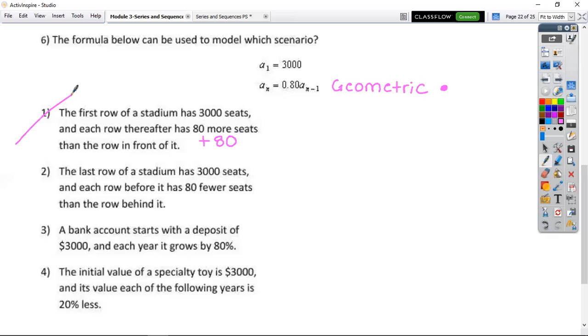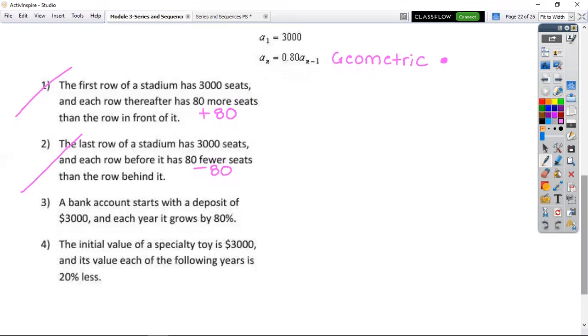So choice 2, what if I have 80 fewer seats? Is that an example of arithmetic or geometric? Arithmetic, that's out. And then your last 2 are your contenders. So we're either going to grow by 80% or we're going to depreciate by 20%. So if you take a number and multiply it by 0.8, is it bigger or smaller? Smaller because it's less than 1. So this is going to be choice 4. This does not indicate growth right here. This would indicate that you are decreasing.